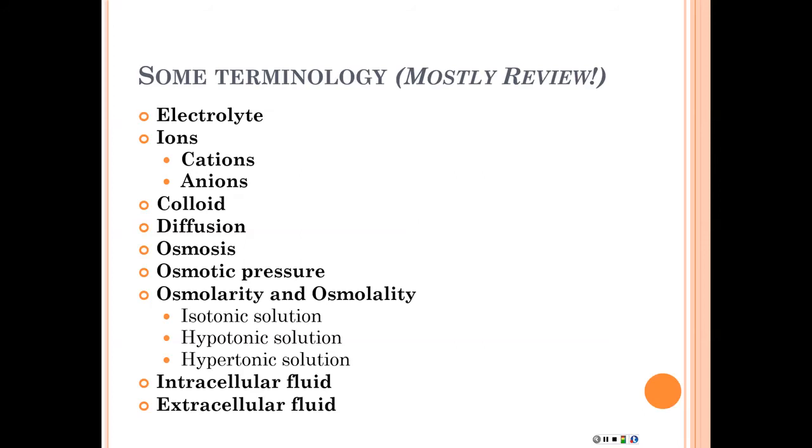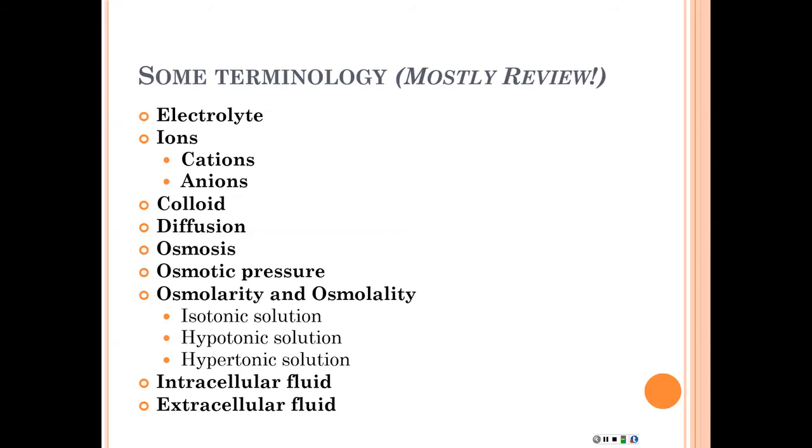Anions are negatively charged. We'll be looking at chloride, which has a single negative charge, phosphate, which has a 3 negative charge, and bicarbonate, which has a single negative charge. A colloid is a substance that won't dissolve in fluids or water, and it plays the role of solute when we talk about creating osmotic pressure. So an example of a colloid we'll be looking at are the blood proteins, albumin in particular.